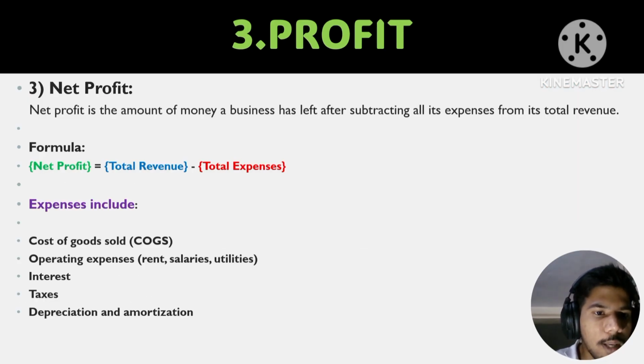And last is net profit. Net profit is the amount of money a business has left after subtracting all its expenses from its total revenue. Here is the formula: net profit is equal to total revenue minus total expenses. So expenses include cost of goods sold, operating expenses, interest, tax, depreciation and amortization. So these are all expenses. Once we subtract them, we get net profit.